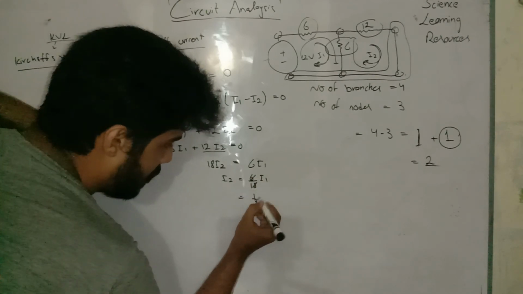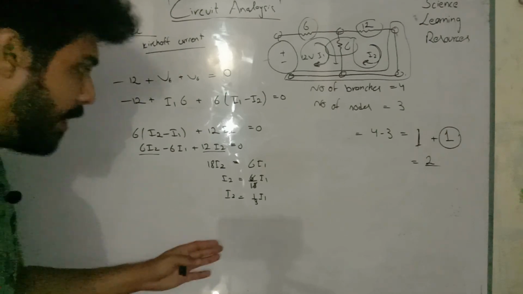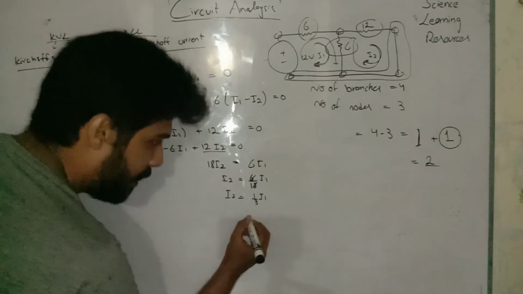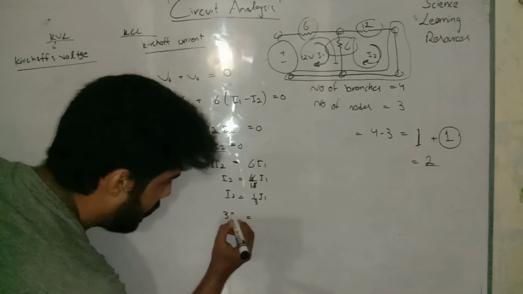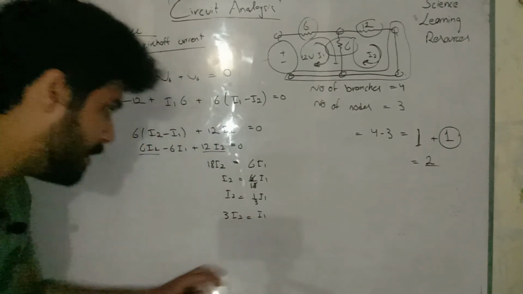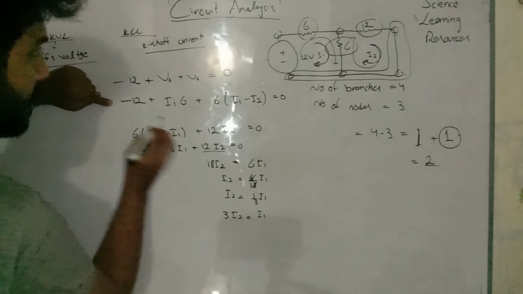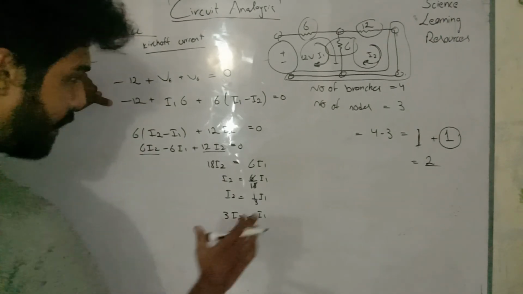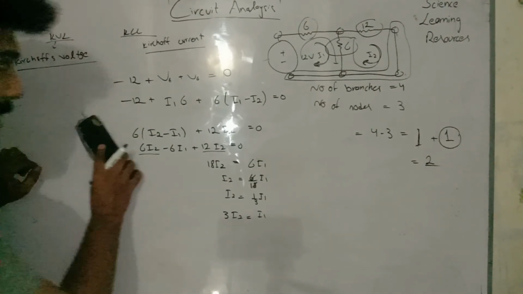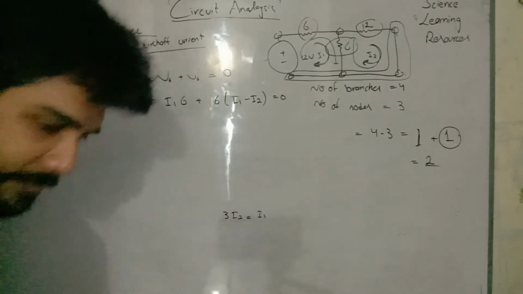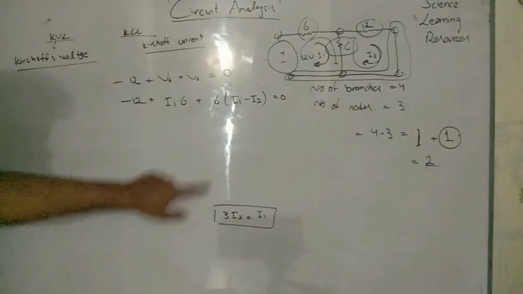That is 1 over 3 I1. And if I want I1 in terms of I2, then I can multiply this 3 here, and I will be getting I1 equal to 3 I2. I haven't simplified this term, so let me simplify it. I will erase that and save the last answer. Okay, that's what I get by solving the second equation.